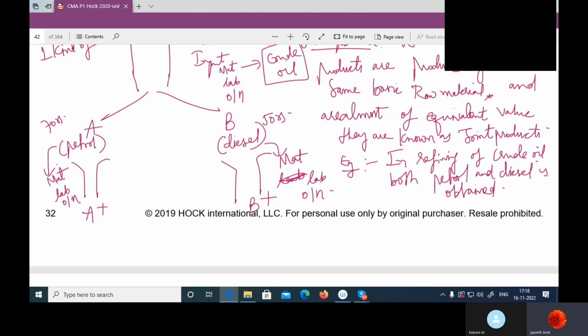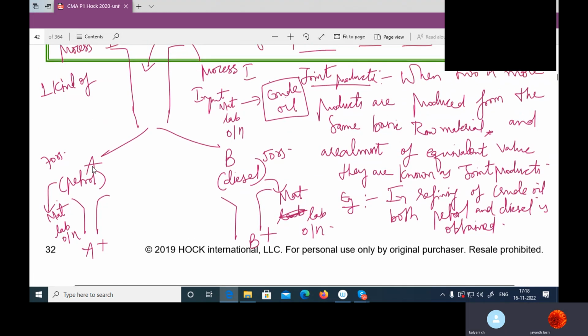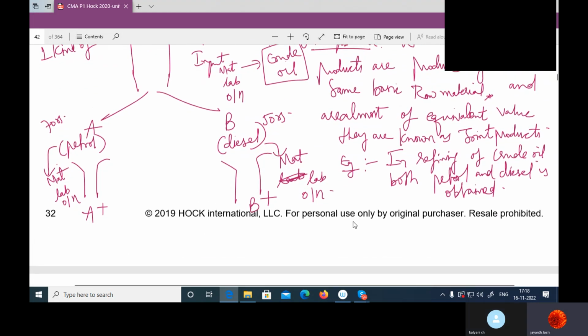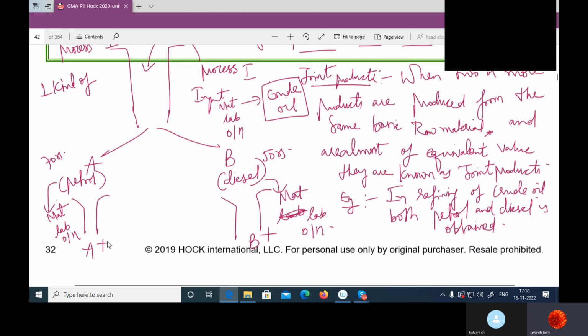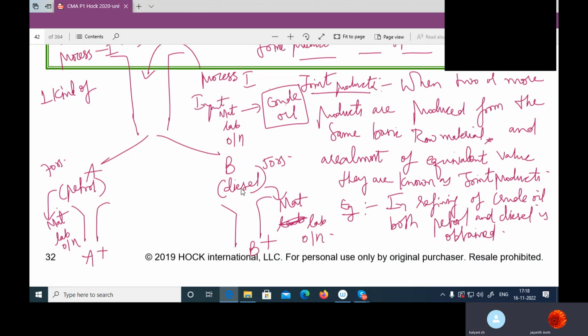So do you think A plus and B plus are joint products? No, A and B were joint products, but A plus and B plus are not joint products, correct? Why are these not joint products? Because for A plus the material used is petrol, for B plus the material used is diesel.